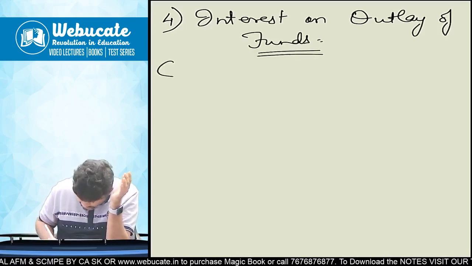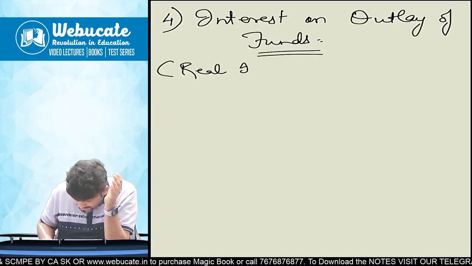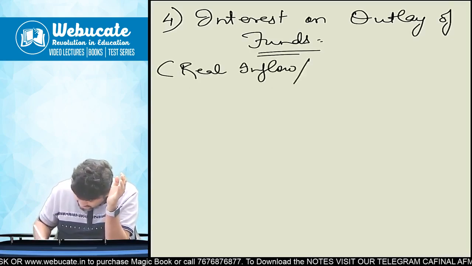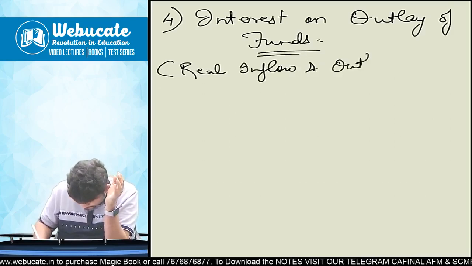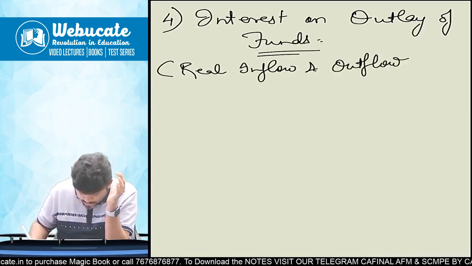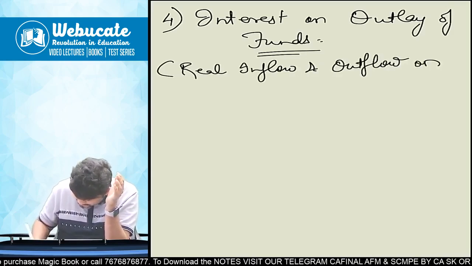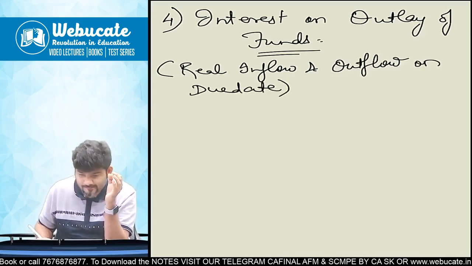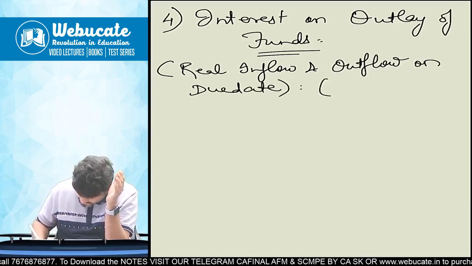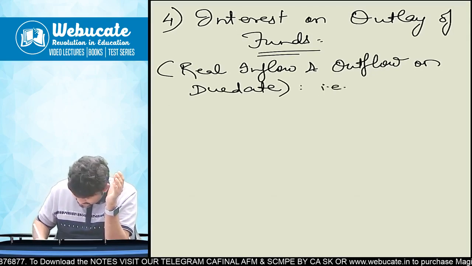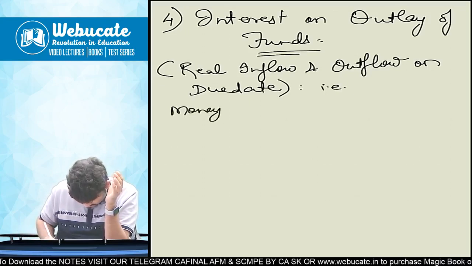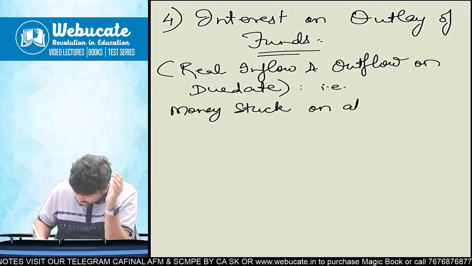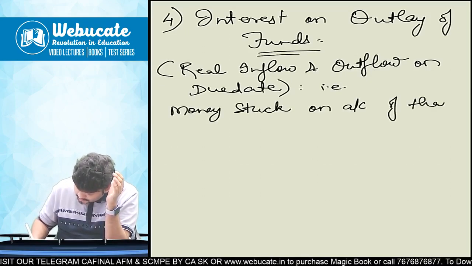So what is this? This is the real inflow or outflow. Real inflow and outflow, huh? So real inflow and outflow on due date. On due date. That is money stuck on account of that.